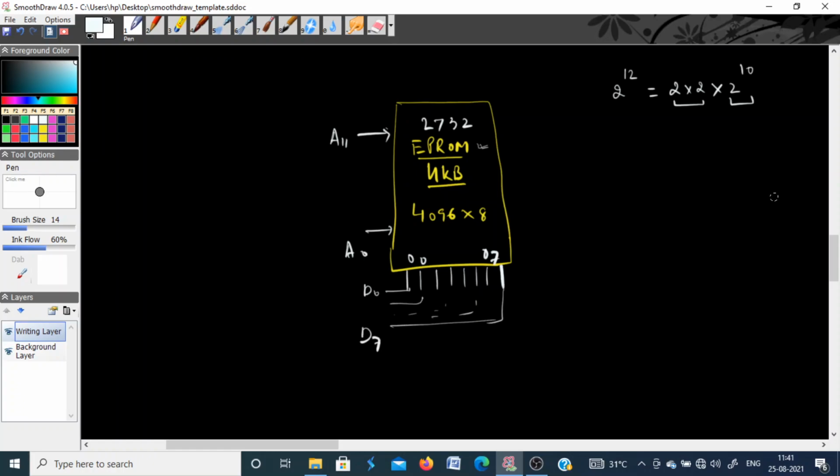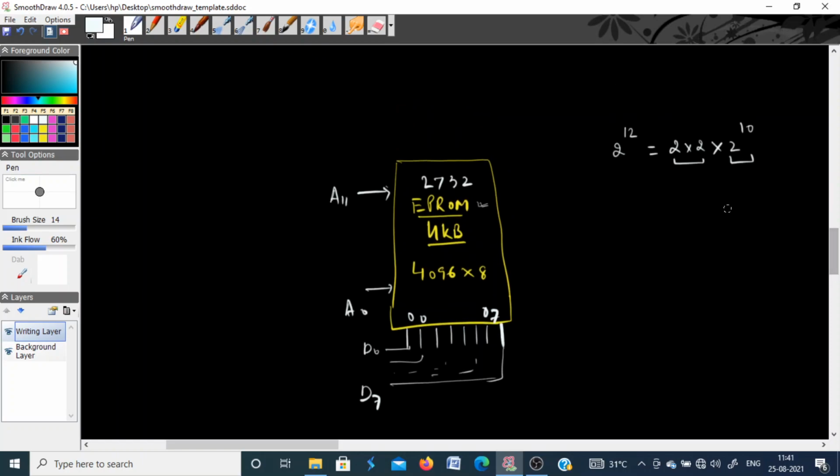Okay, now along with this, you have a chip enable pin here, chip enable or chip select, and you have one signal for read, because now it is a ROM, so you can only read the data, you cannot write the data into this. So this is read, and anyhow in some of the chips it is given as OE, output enable, active low pin. Okay, so this is same as the read pin.